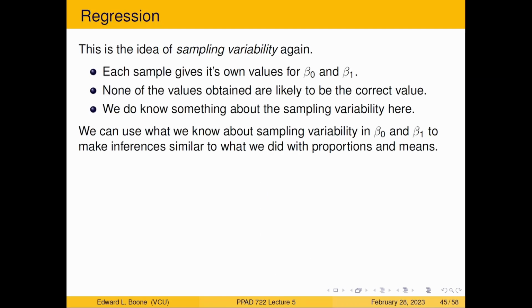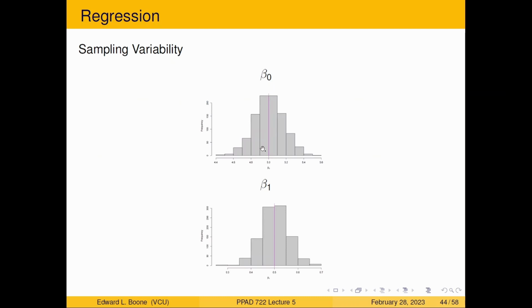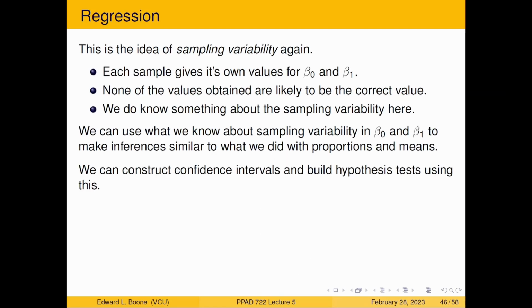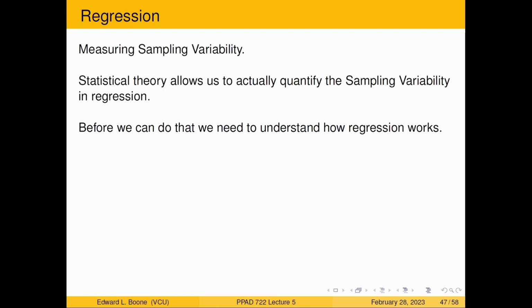So what do we do? Well, we do know something about the sampling variability. I just showed you a picture. If you look at it, there's a nice pattern to it, right? It seems to be centered at the right value. If we come back, it's centered at the right value, and it seems to be reasonably close to the right value. 4.4 to 5.6 is not that far from 5. And here we've got down here maybe 0.2 to 0.7, and that's kind of close to 0.5. But we'll see, we can actually measure these things, okay? And we can build confidence intervals and hypothesis tests.